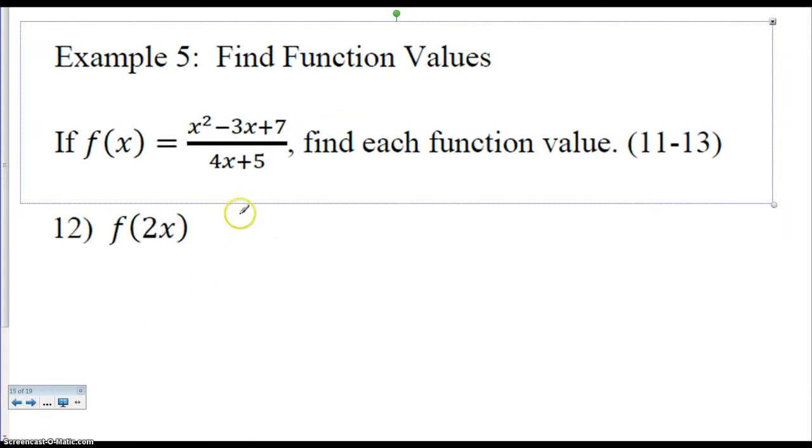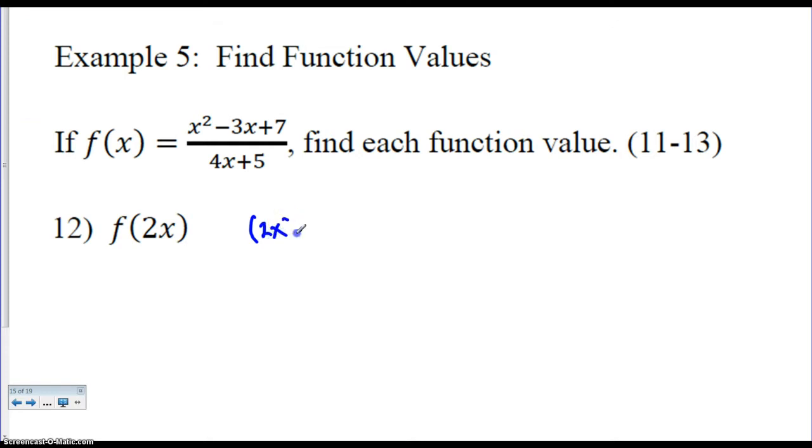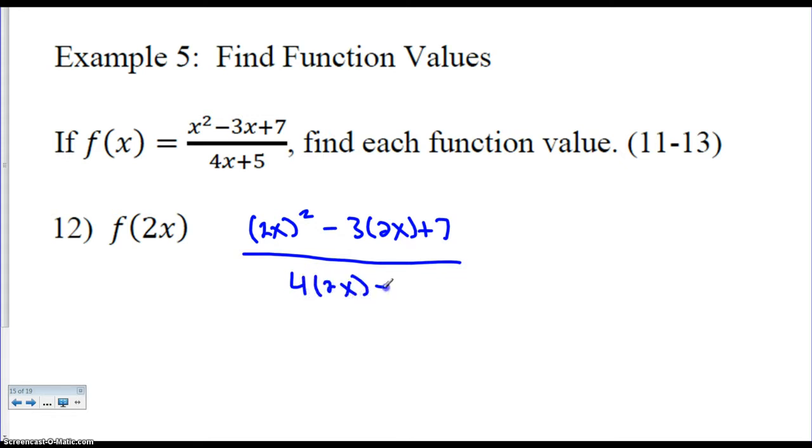So now it's defined into something else. Like I'm saying that x is 2x. What am I doing? I am taking 2x and I'm squaring it, and I'm putting 2x in place of x right here, plus 7 over 4 times 2x plus 5. So what do I get? I get 8x plus 5 in the denominator, and I get 4x squared minus 6x plus 7. That's all we have to do there.